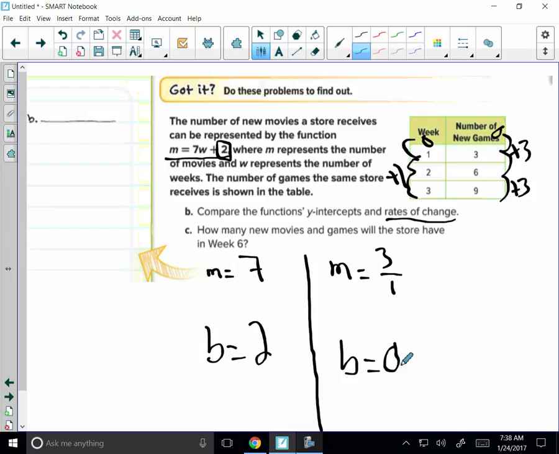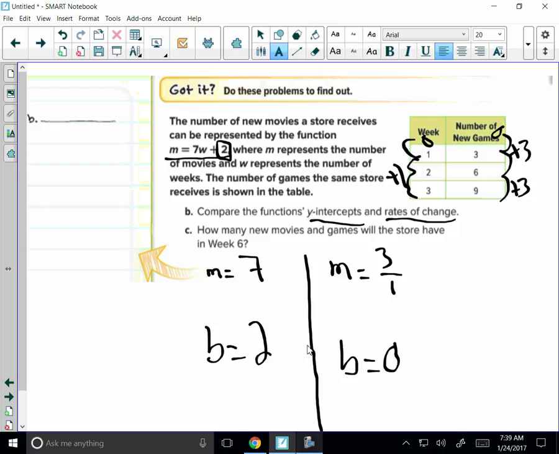So we're going to compare the function's y-intercepts first. Their y-intercepts are 2 and 0. All right. So just so you know, we're talking about the number of new movies a store receives, which can be represented by this one right here. So that means for this equation, the y-intercept is 2 more. And then the slope, which is 7 and 3, well, 7 means that they are getting 7 movies per week. This one over here, this slope means that they are getting 3 new games.